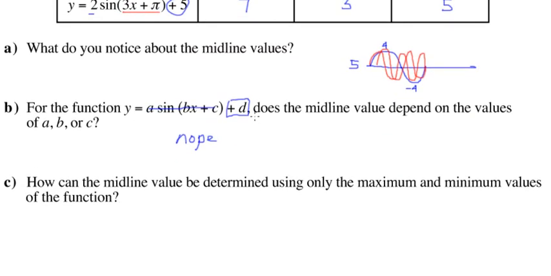For the function, they said, does the midline depend on A, B, or C? The answer is no, it doesn't. The midline is D, and it doesn't care what any of these other values are. And can you find the midline using only the maximum and minimum? Sure you can. We've been doing it for a while. Your midline is your maximum value plus your minimum value divided by 2. In other words, it's the average of your max and min.